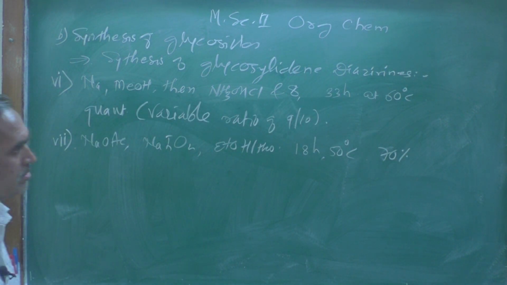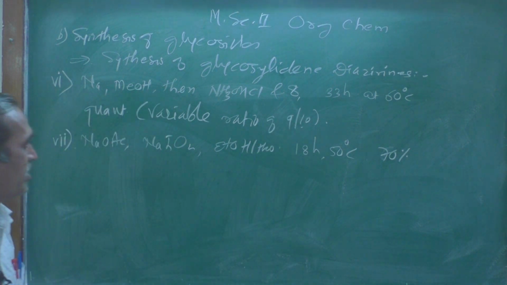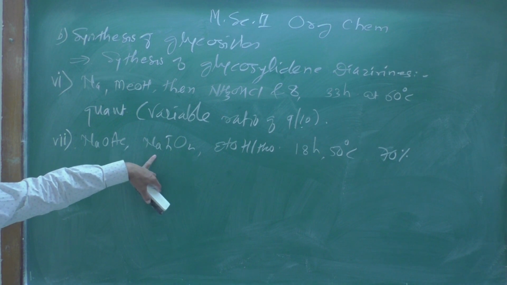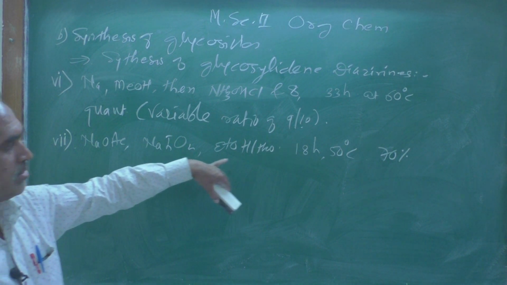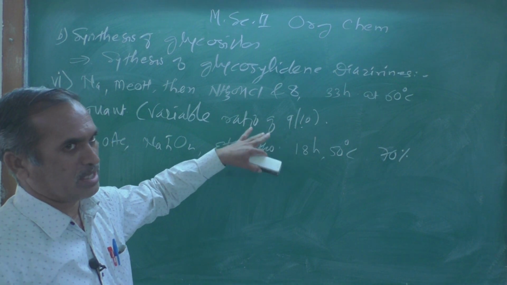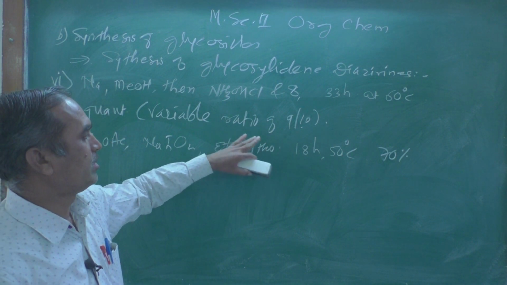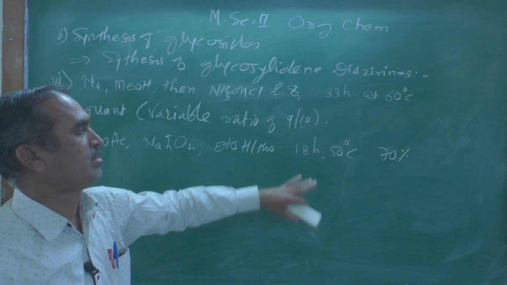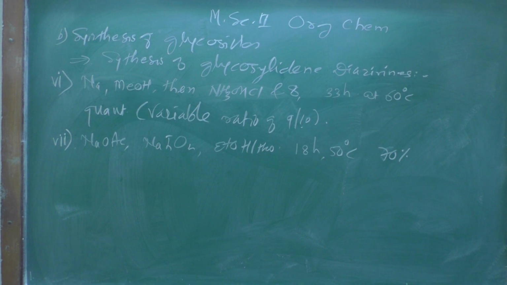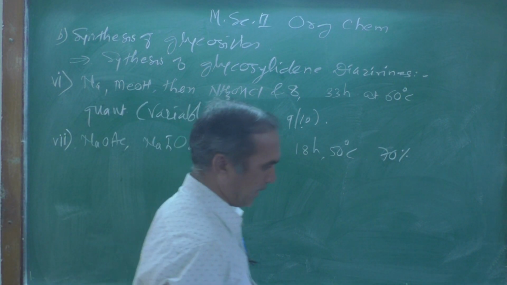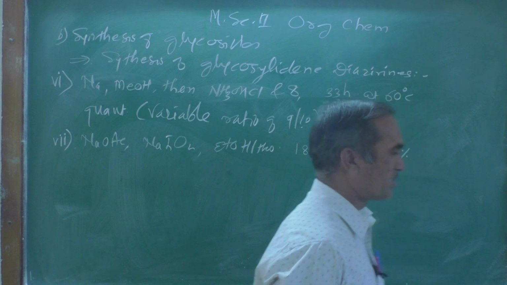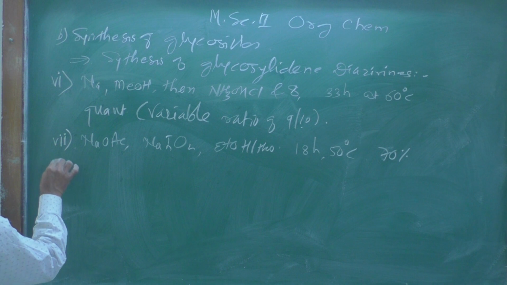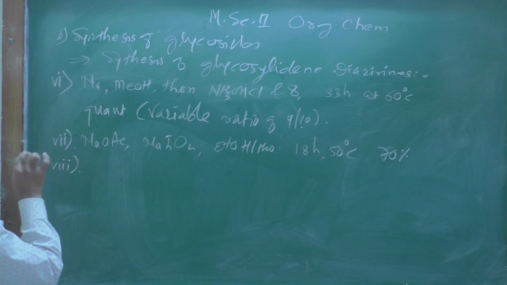Then the structure number 9 and 10, when treated with sodium acetate and sodium periodate, taking a solvent of ethanol and water, heated at 50 degrees centigrade for about 18 hours, the yield of the product obtained is 70%. Now let us look at structure number 8 over here.